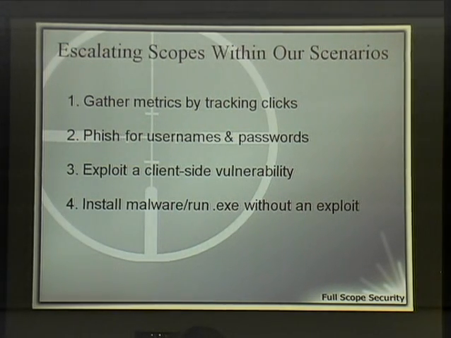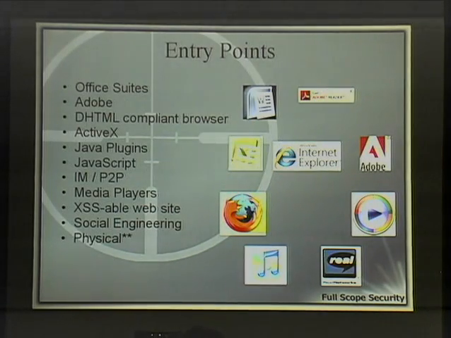So escalating scopes. Entry points. Anybody using any of that in their network? How many of you are blocking all of those at your firewall? Who blocks Office extensions in their mail gateway?